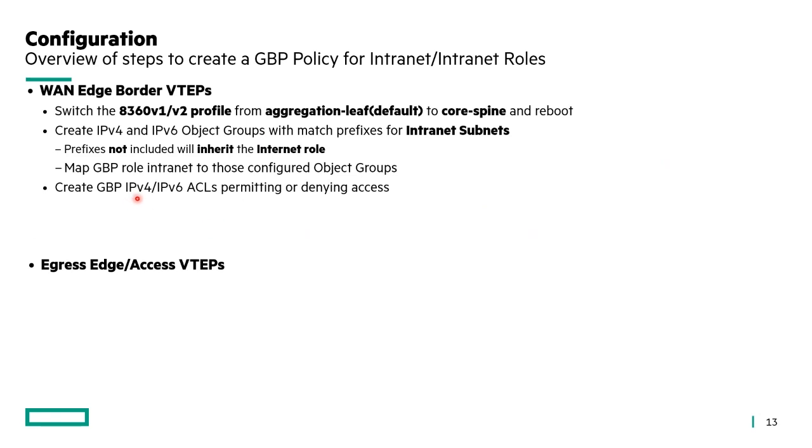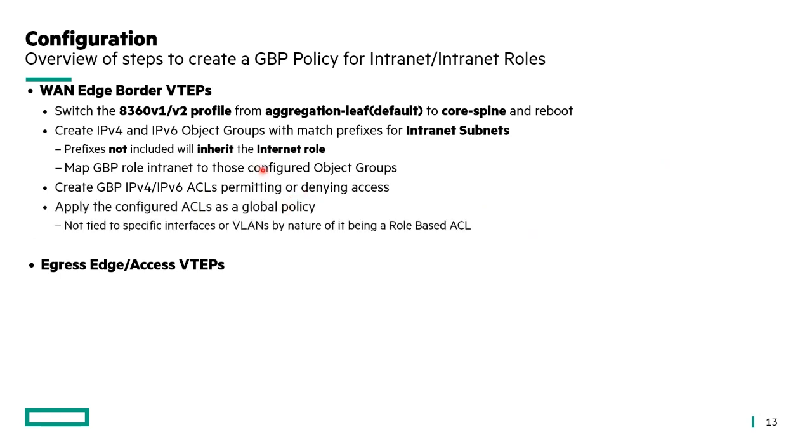And you create GBP IPv4 and v6 role-based ACLs for permitting or denying the traffic. And then you apply the configured ACLs as a global policy. They are not tied to specific interfaces or VLANs, just by nature of it being a role-based ACL. And then finally, you enable GBP.